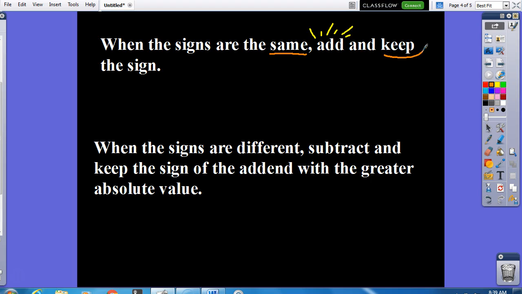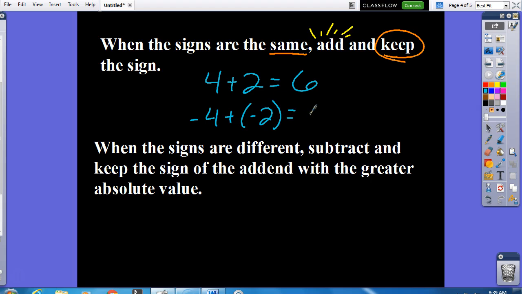And keep the sign. So that looks like, and I'll just show it again, this is like 4 plus 2 equals 6, but also negative 4 plus negative 2 equals negative 6. When the signs are the same, both positive or both negative, you add them and keep the sign. On the other example here, when the signs are different, we do something different.